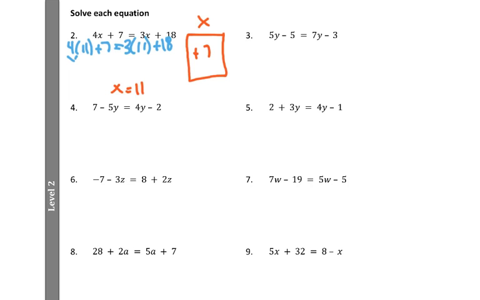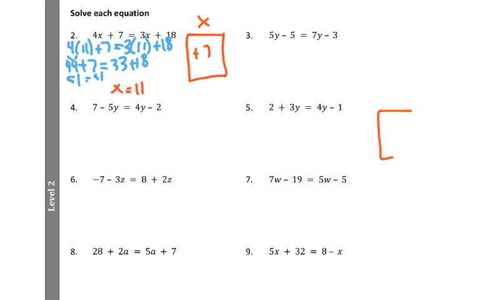All right, 4 plus 4 times 11 is 44, plus 7, and then 3 times 11 is 33, plus 18. Well, 44 plus 7 is 51, and 33 plus 18 is also 51. So yeah, replacing the x's with 11s is the only way to make both sides of that equation true, or the same.